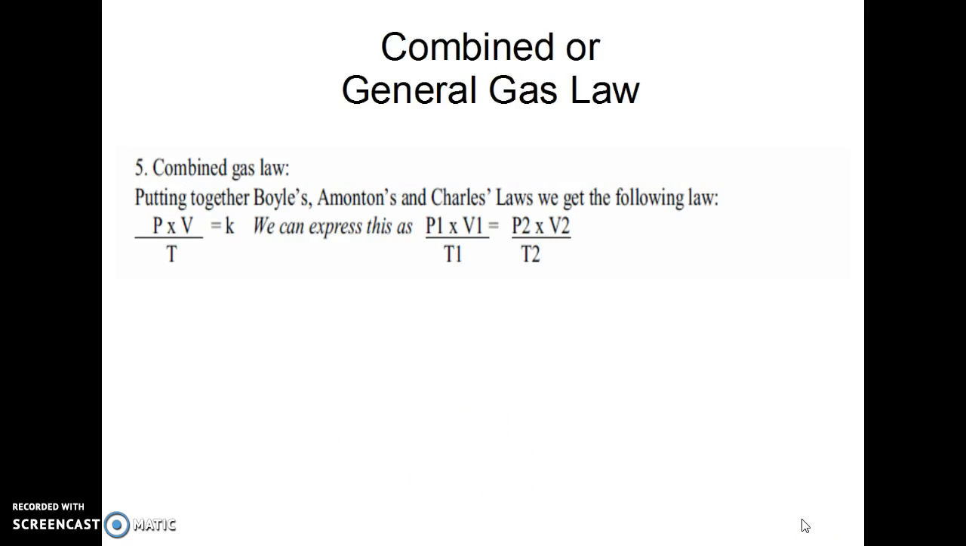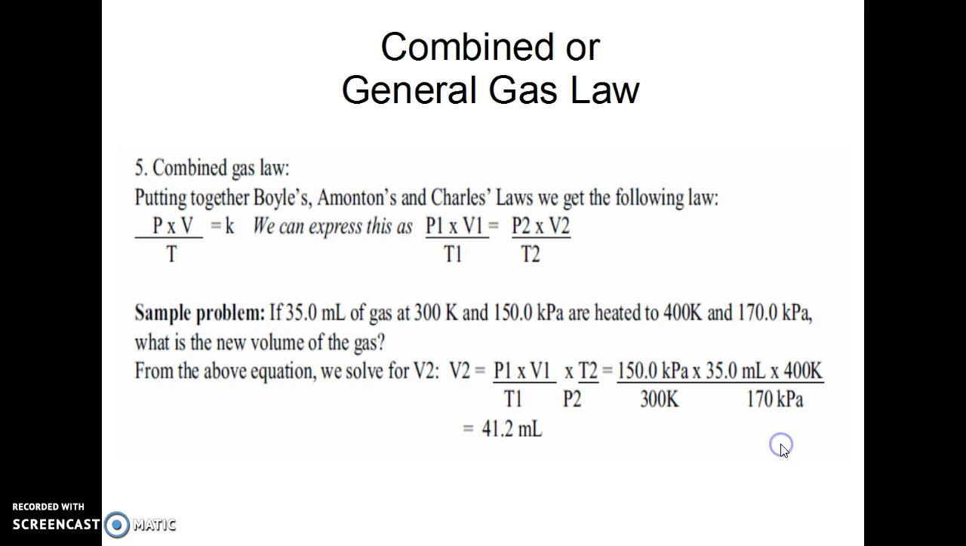The general gas law is a combination of Boyle's, Amontons's, and Charles's law. If we put them together, we get pressure times volume divided by absolute temperature is a constant, which we could express as P1 V1 over T1 equals P2 V2 divided by T2. Remember, the absolute temperature is T.